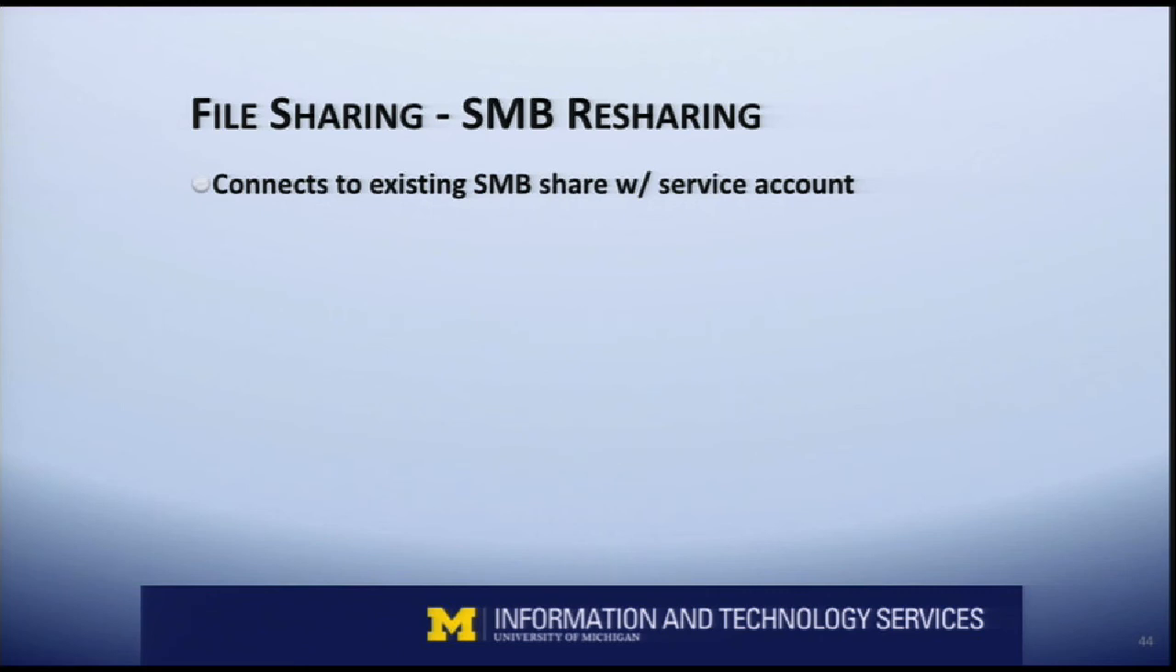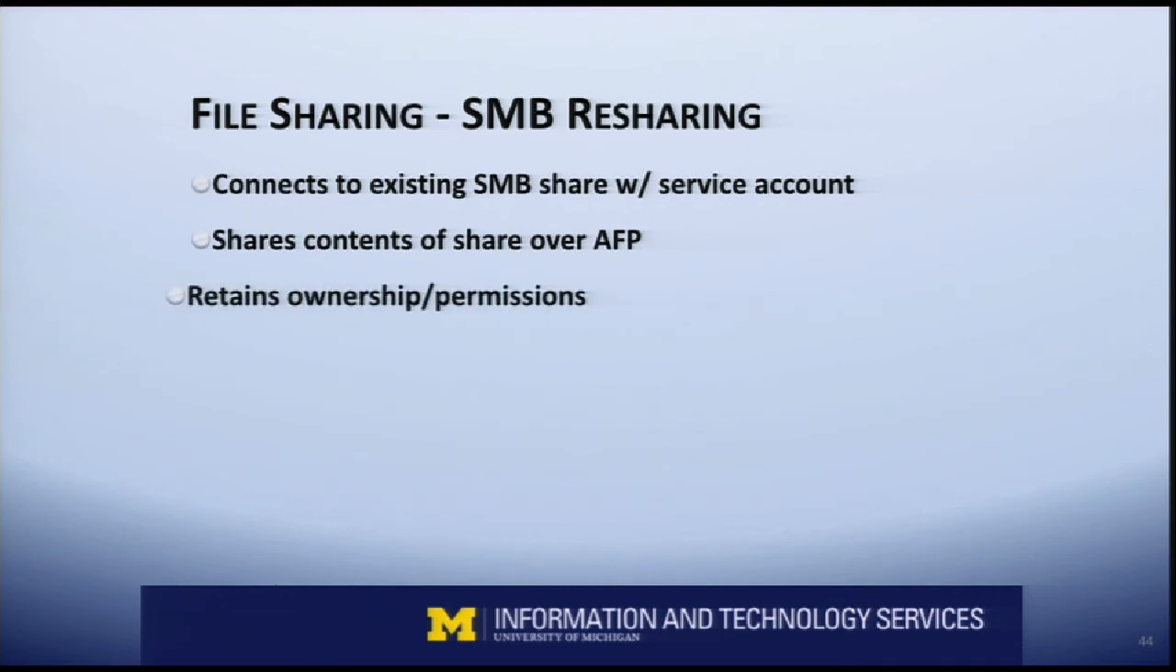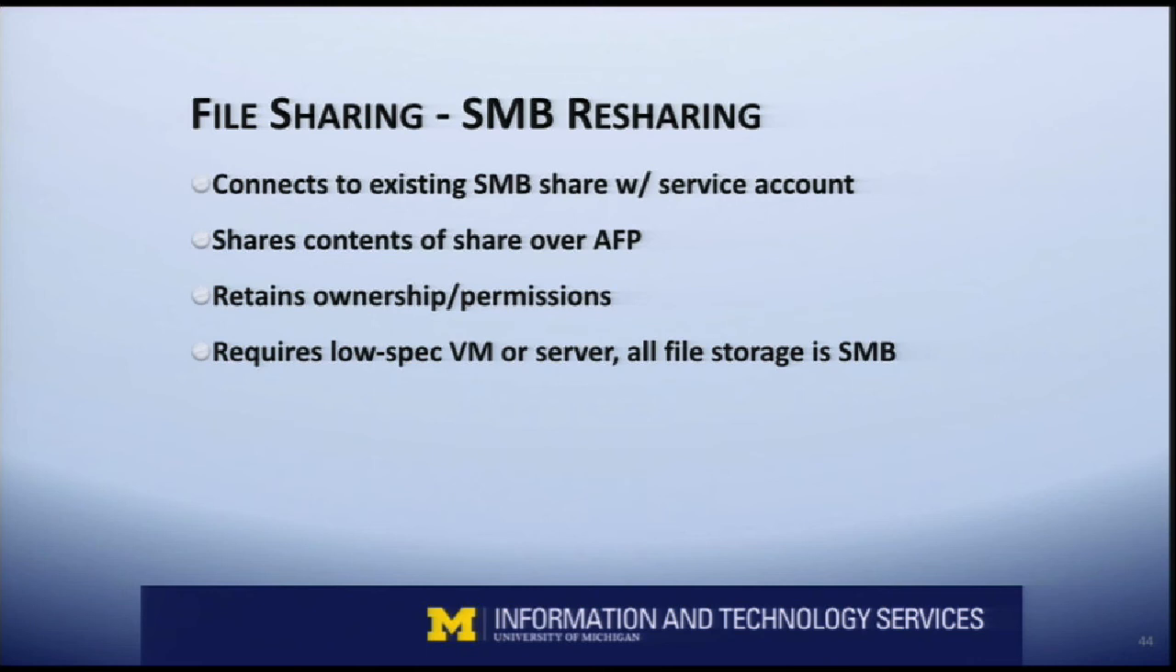It uses a service account that has access to that share and then takes all the contents of that existing SMB share and shares them back out over AFP. Retains ownership and permissions, all the things you would come to expect from ExtremeZ-IP. And the VM that you might need for that, or the server, is pretty low spec because you don't need any storage because you're resharing, and it's mostly just network I/O. So you want to make sure that you have your server VM in a well-connected environment. But it doesn't do any storage of itself beyond the indexing and other caching that it may do. So you can get up and running with a pretty lean VM without too much trouble.